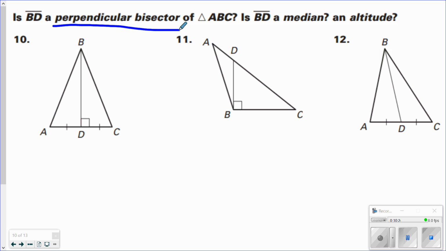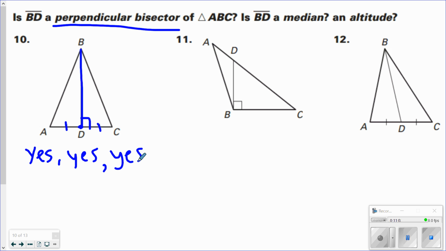So for number 10, is it a perpendicular bisector? Well, that is yes. How do I know that? Well, point D is the midpoint because I see these tick marks, and it creates a 90-degree angle, perpendicular bisector. So is it a median? Yes, it is. I have a line that connects a vertex B to the midpoint D. Is it an altitude? Once again, yes. And I know that because I have a 90-degree angle.